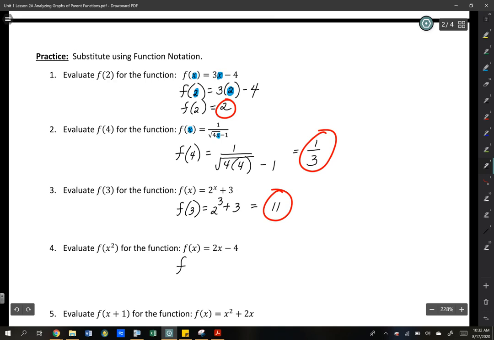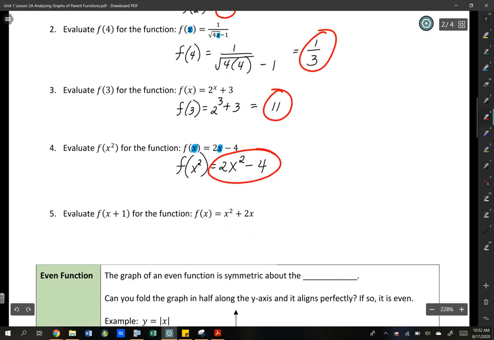Okay, number 4, it says replace x with x squared. So nothing changes, it just looks a little more intimidating. So we're just going to replace x now with x squared. Not a big deal, don't get too worried here. Just replace x with x squared. So we just end up with 2x squared minus 4. There's not much more you can do with that.